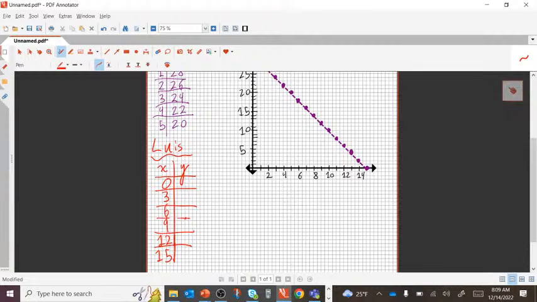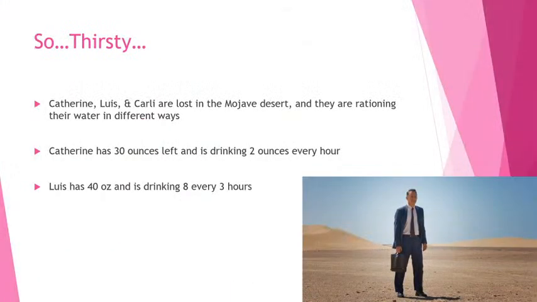He's drinking 8 ounces every 3 hours. Sorry, should have kept that up there. Yep, he starts with 40 ounces, and he's drinking 8 ounces every 3 hours. I'll pull that back up now that you guys have got that little hint there. So at 0 hours, how much water does Luis have? 40. So it's going to start at 40. 0 and 40.